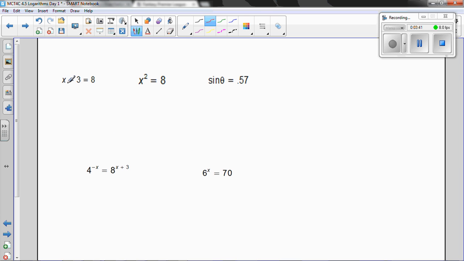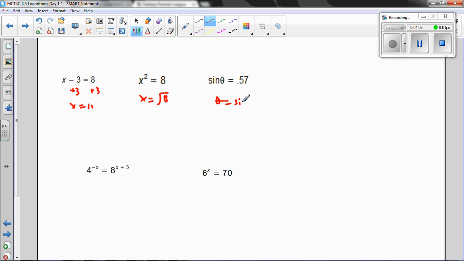So we've solved some of these equations. We think of doing the opposite, inverse operation to solve these equations. The opposite operation is adding here, right? And here, what's the opposite operation? Well, it's square root. Opposite of square is square root. The opposite operation of taking the sine of something is the inverse sine, right?